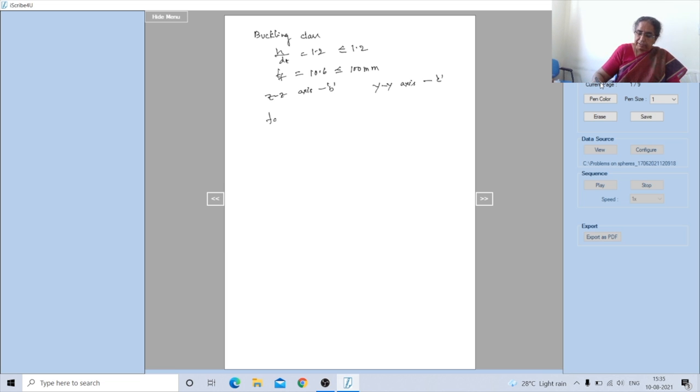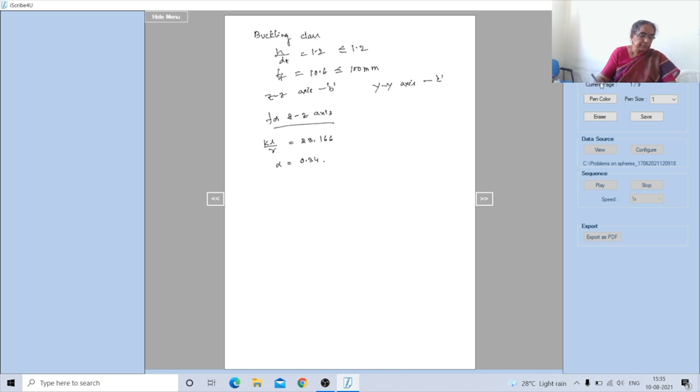Now for the zz axis I calculate. For the zz axis, first thing I'll calculate is the slenderness ratio KL by r. Okay, already we have calculated that, it comes to 23.166. Alpha is 0.34 here for class B.